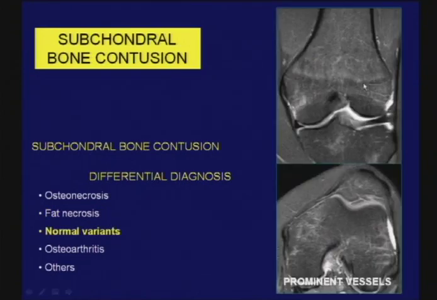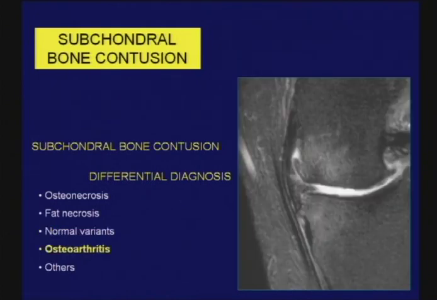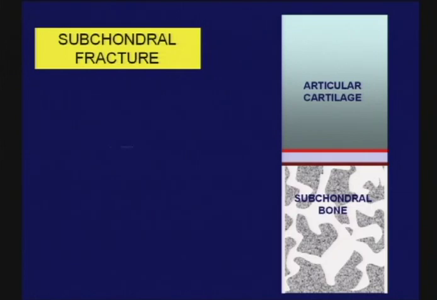Certain normal variants, like prominent vessels, particularly in children, adolescents, teenagers, and young adults, can look like marrow edema and a bone contusion. And I've already mentioned that chronic overuse syndrome that we see in the foot and ankle can look like bone contusions, but they're probably stress-related. And certainly even osteoarthritis leads to marrow alterations that can simulate bone contusions.